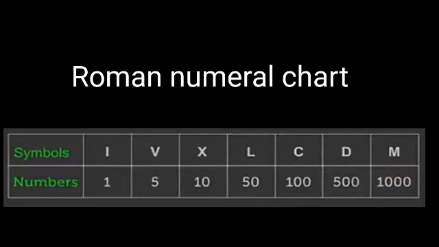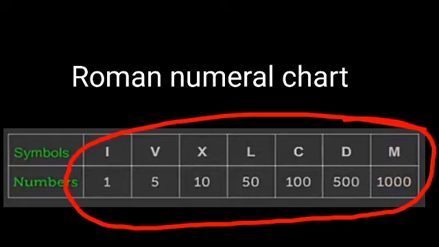So, here we have these symbols in which I is used to represent 1, V represents 5, X represents 10, L represents 50, C represents 100, D represents 500 and M represents 1000. For writing a number in Roman numerals, it is important to learn these symbols.